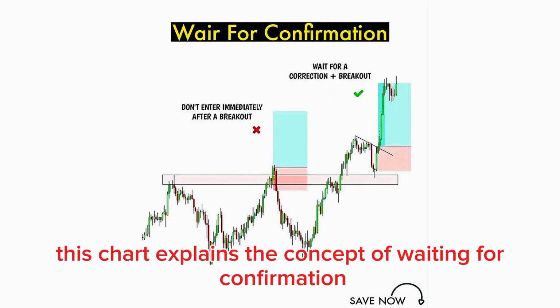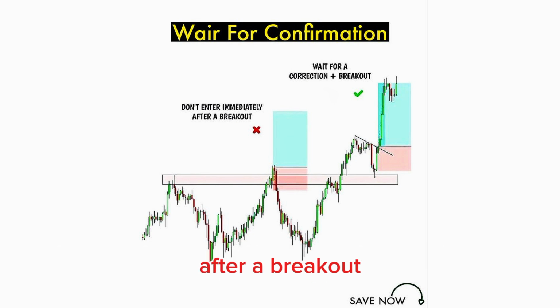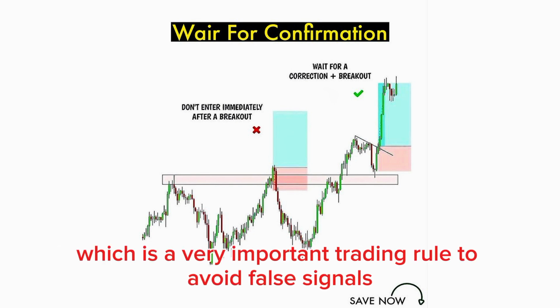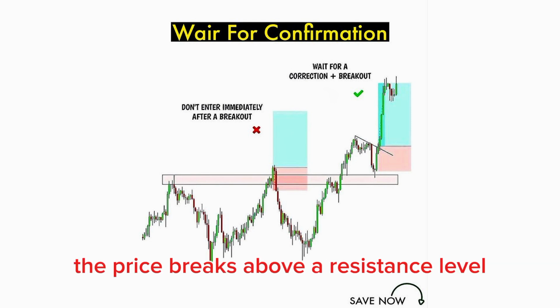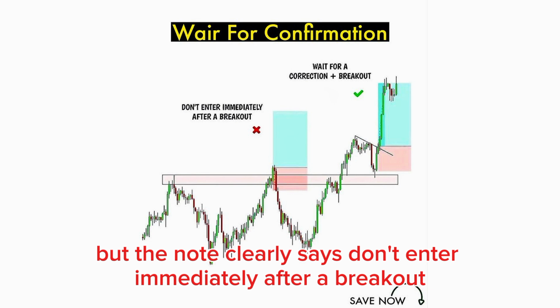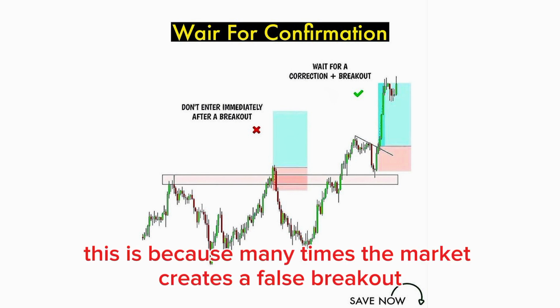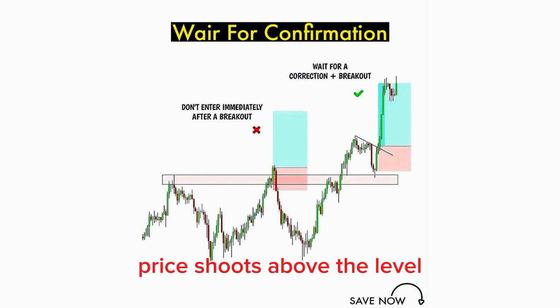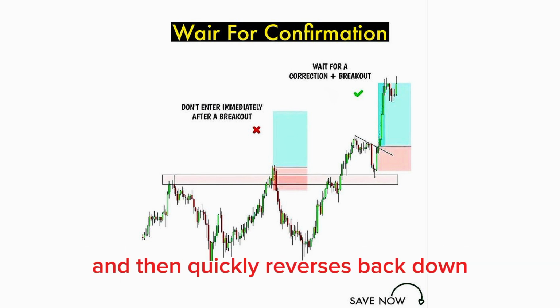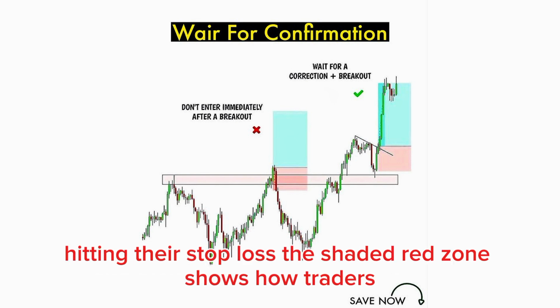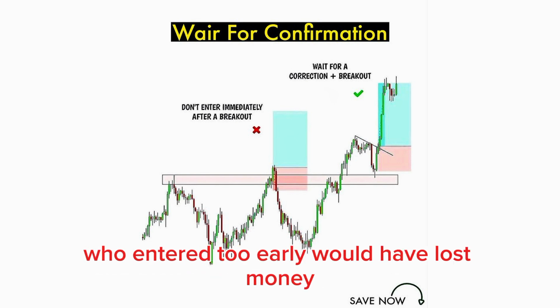This chart explains the concept of waiting for confirmation after a breakout, which is a very important trading rule to avoid false signals. On the left side of the chart, the price breaks above a resistance level, but the note clearly says, "Don't enter immediately after a breakout." This is because many times the market creates a false breakout, price shoots above the level, traps traders into entering early, and then quickly reverses back down, hitting their stop loss. The shaded red zone shows how traders who entered too early would have lost money.